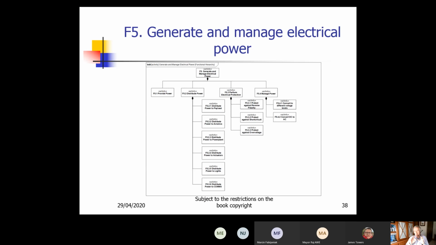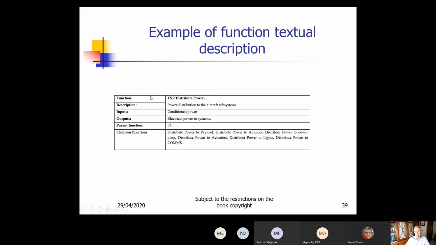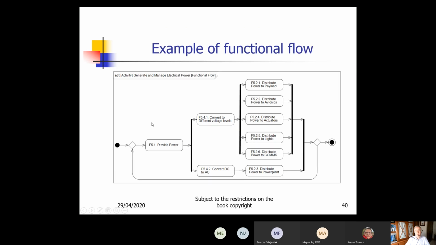When we have them complete enough, and we have the description of the functionalities with these templates, we can go to the functional flows. When we represent these functionalities, how they interact, it is only the functional flow. This is very similar to the functional flow block diagram in traditional systems engineering, but using SysML activity diagrams.